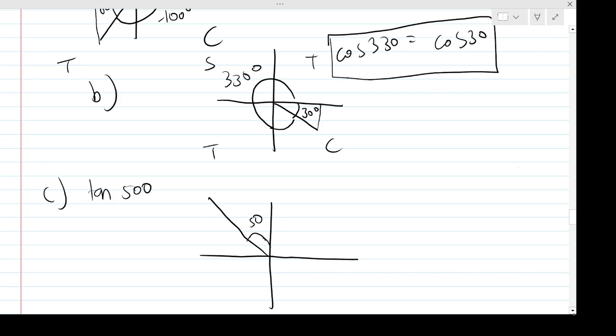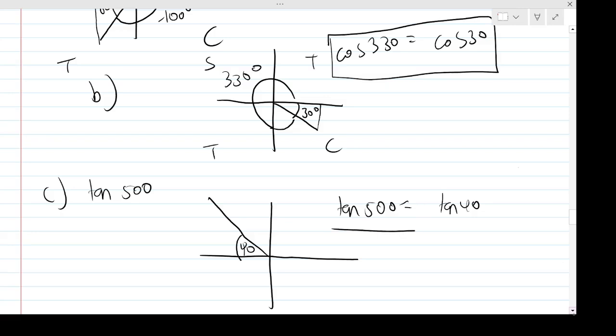But if that is 50, then the angle between the y-axis and the terminal line would be 40, because 50 and 40 gets me 90. So we can say that the overall angle of 500, the tan of 500, has to be equivalent to tan 40, but it will either be plus or minus. Which sign exactly?